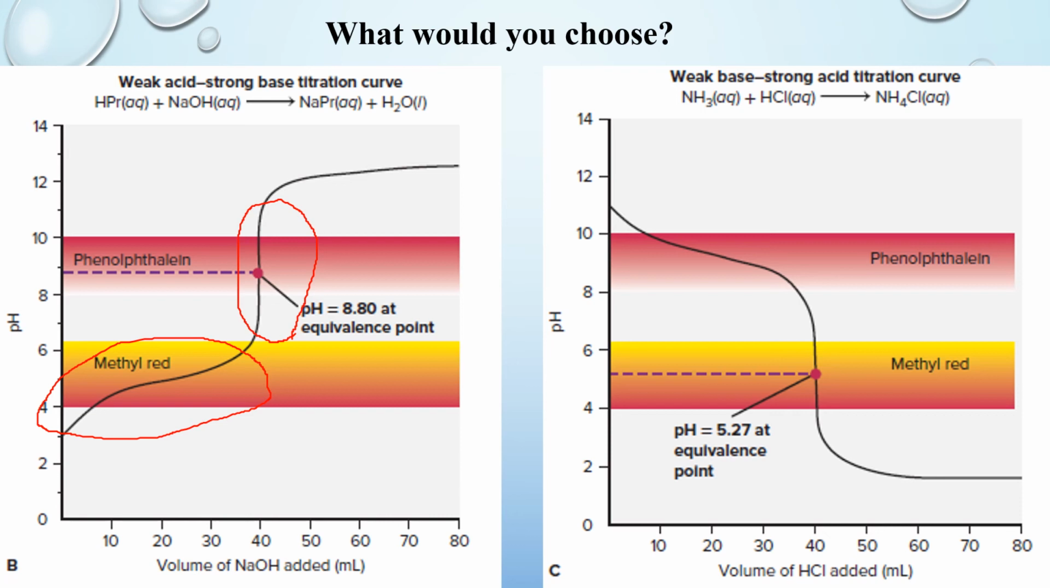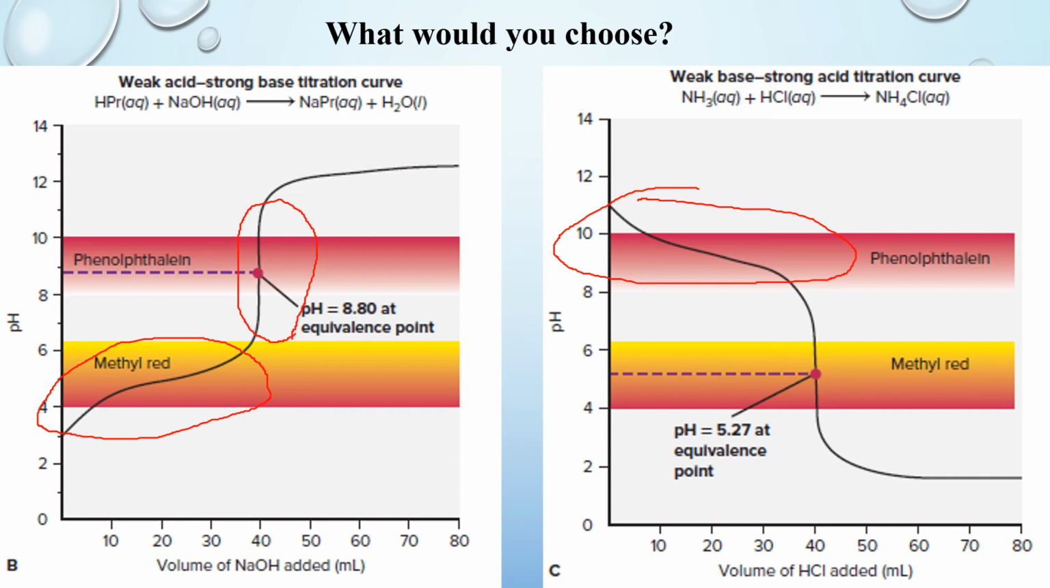For the figure on the right, it is the acid-base titration curve between a weak base and a strong acid. So it is the opposite of the figure on the left. In this case, we are adding the strong acid into the weak base, so the buffer region is at the beginning, and the range of pH covers the pH change for phenolphthalein.